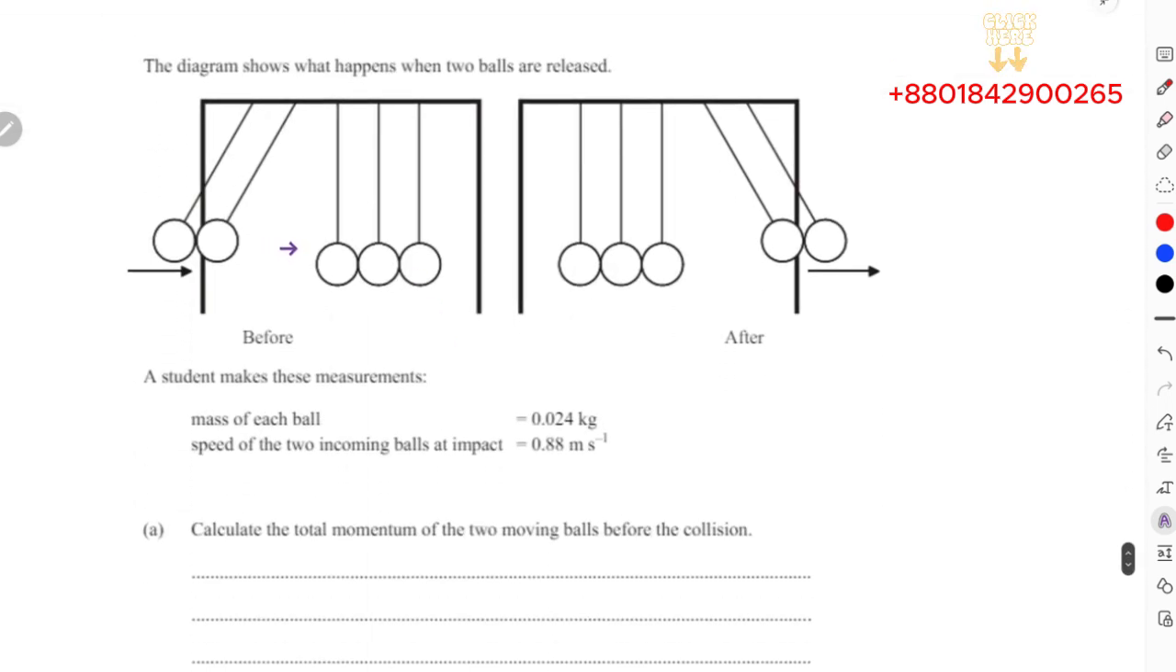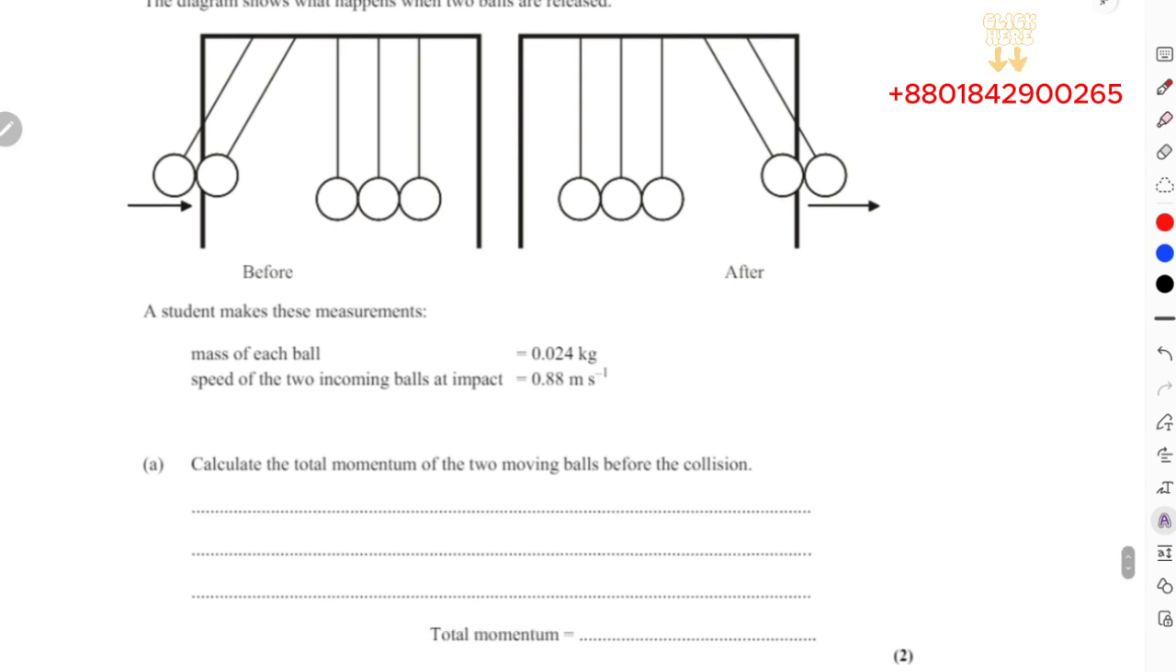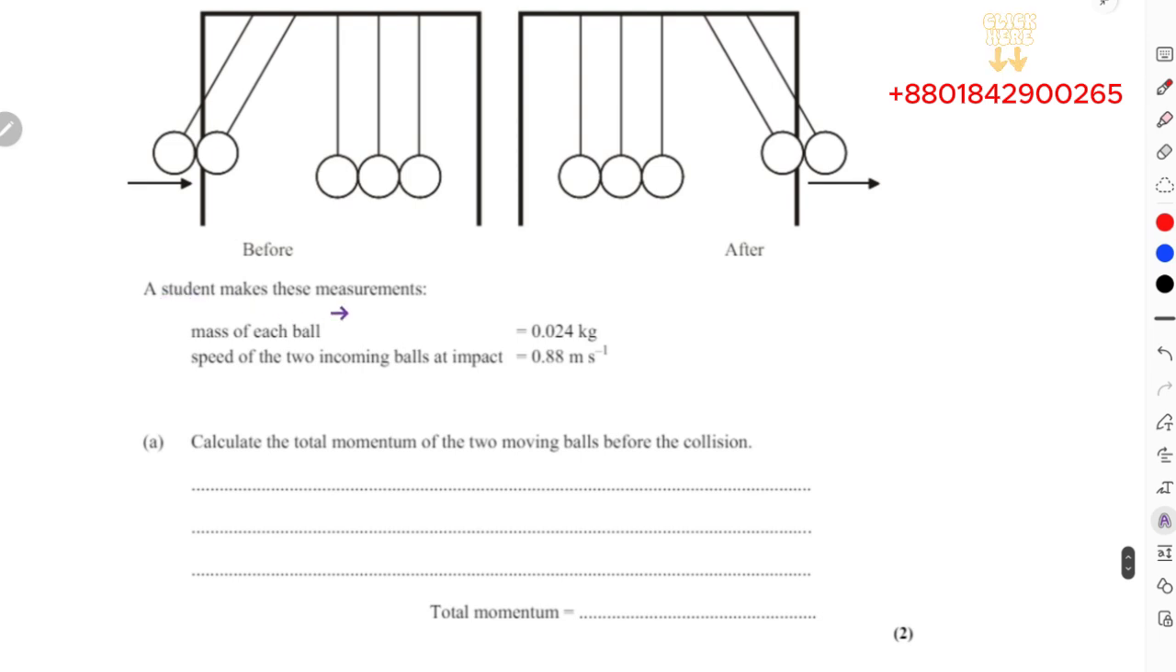We are taking 2 balls and moving them backwards so that they can collide with the other remaining 3 balls. And eventually, after colliding, the other 2 balls from the opposite side will move away and then come back, and this entire process will continue repeatedly. They're saying that the student makes these 2 measurements. The mass of each ball is this much, and the speed of the 2 incoming balls at impact is this much. By the way, this is the combined velocity and these are the separate masses, right?